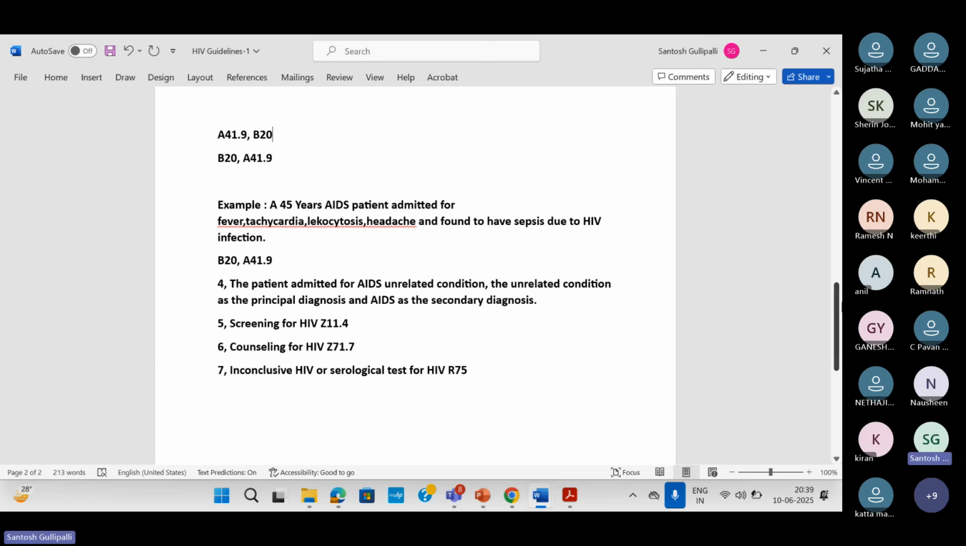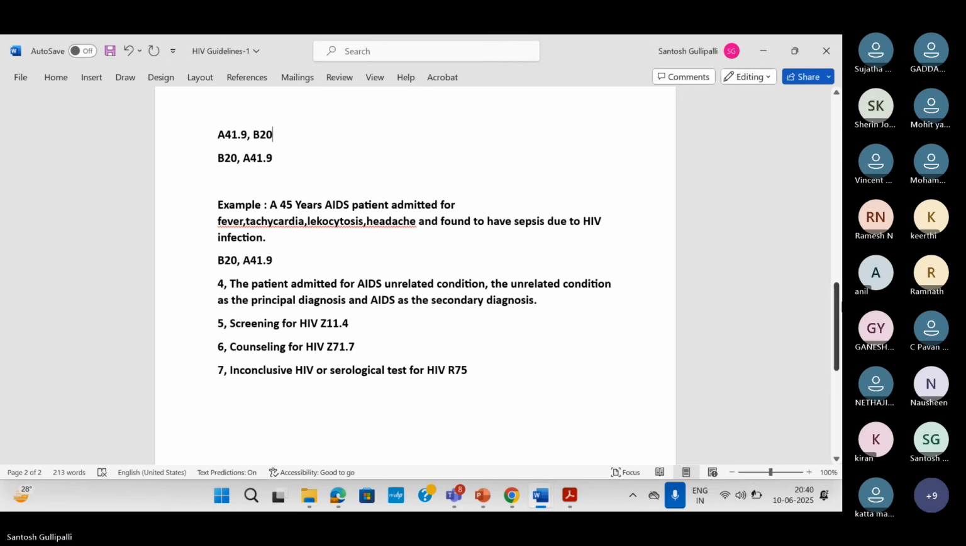Next guideline: the patient admitted for an AIDS unrelated condition, the unrelated condition is the principal diagnosis and AIDS is the secondary diagnosis. For example, the AIDS patient involved in a motor vehicle accident and found to have a fracture of the wrist. That is the reason the patient was admitted. The fracture is not related to AIDS, so that is an AIDS unrelated condition. The reason for admission is the fracture only, so you give the fracture as the principal diagnosis and AIDS as the secondary diagnosis.